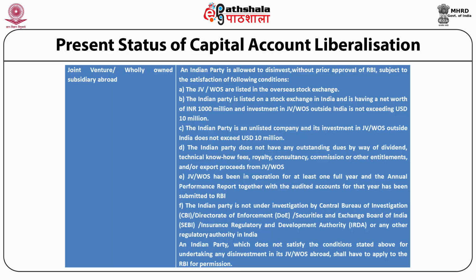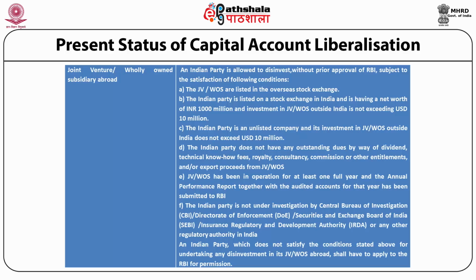The Indian party is an unlisted company and its investment in joint venture outside India does not exceed 10 million US dollars. Moreover, the Indian party does not have any outstanding dues by way of dividend or technical know-how fees or royalty, consultancy, commission or other entitlements and/or export proceeds from the joint venture or wholly owned subsidiary. The joint venture or wholly owned subsidiary has been in operation for at least 1 full year and the annual performance report together with the audited accounts for that year has been submitted to RBI.